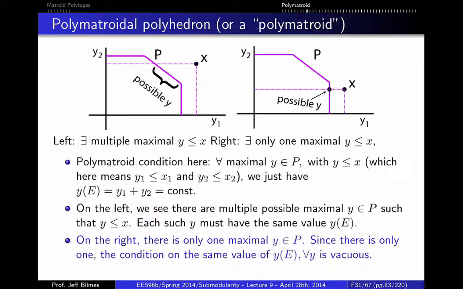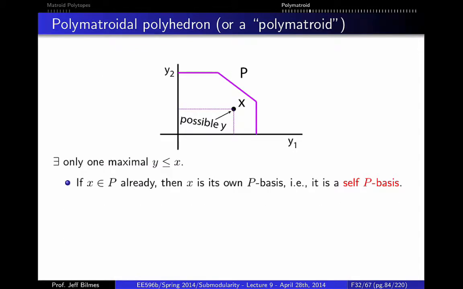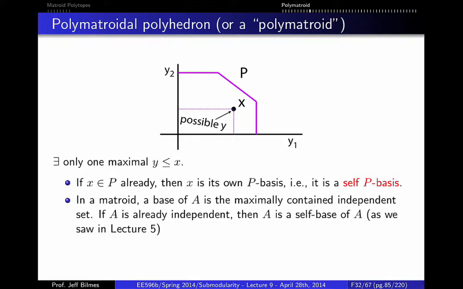On the right-hand side, there's only one point, so there's no constraint really on that one point. So in this particular case, there's only one maximally independent P-containing vector, and it has to have the same component sum as all of the other ones, but it doesn't matter. So here's some other examples. When X is contained within P, again, X is its own P basis. So the constraint that all of them have to have the same component sum becomes vacuous. So it only applies when there's more than one.